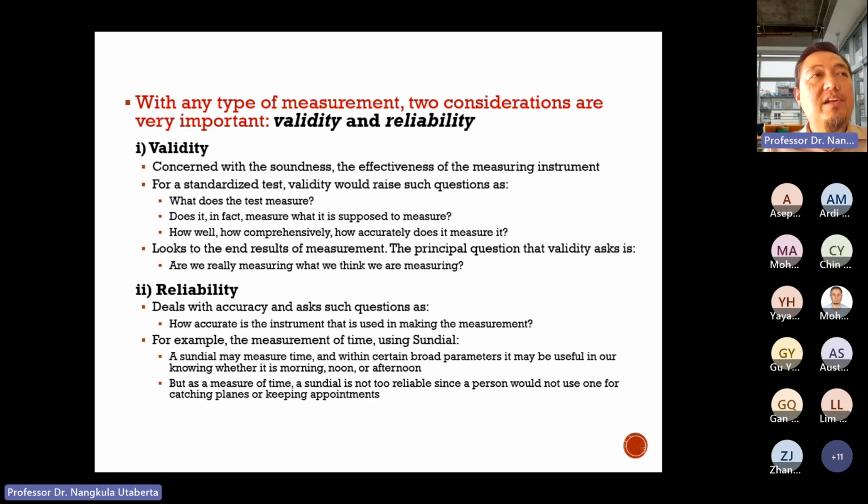The other one is reliability. Reliability deals with accuracy. So you can ask how accurate the instrument is. For example, when you talk about a sundial, a time parameter. So you have to be very clear on these two elements of measurement.